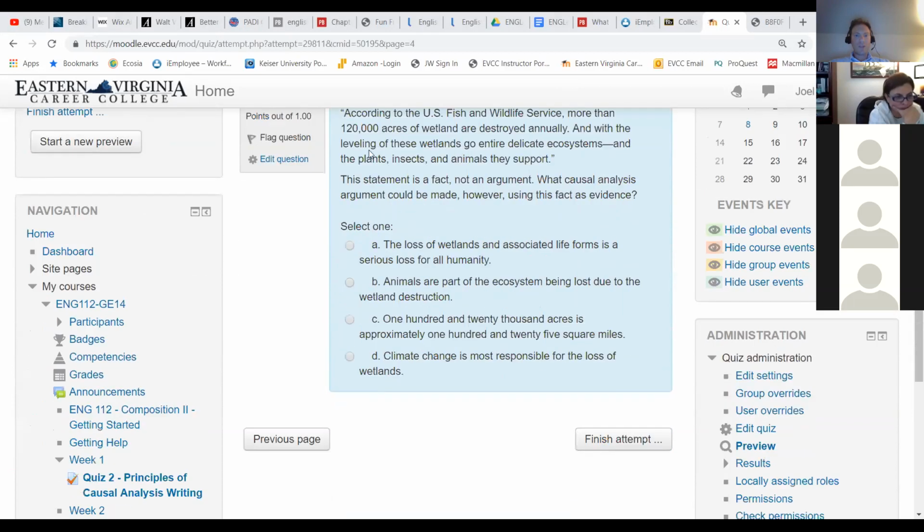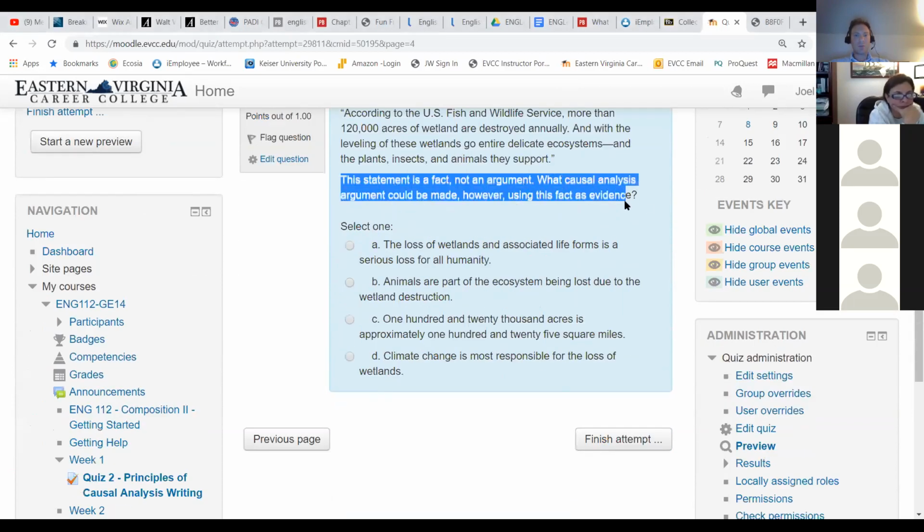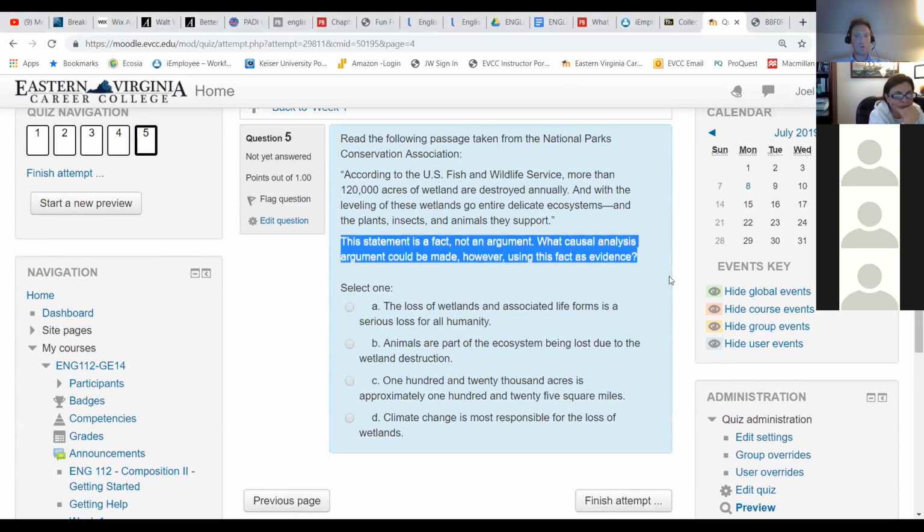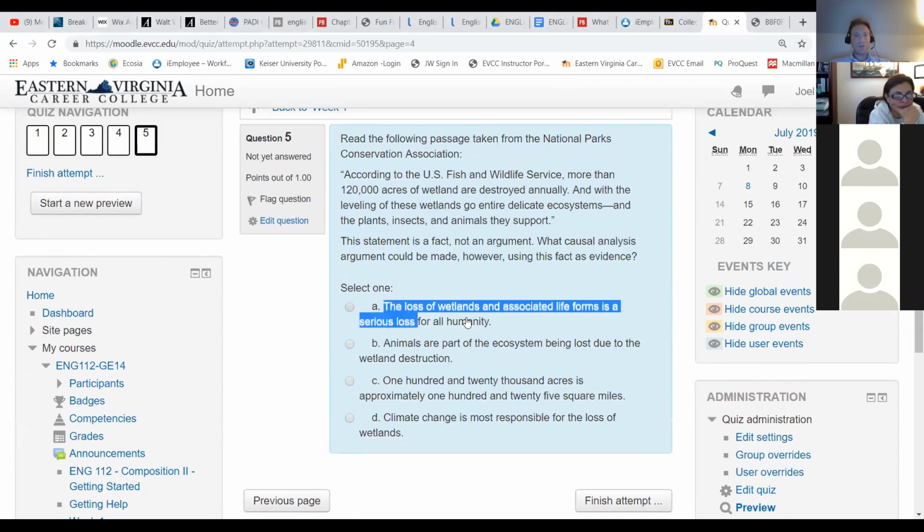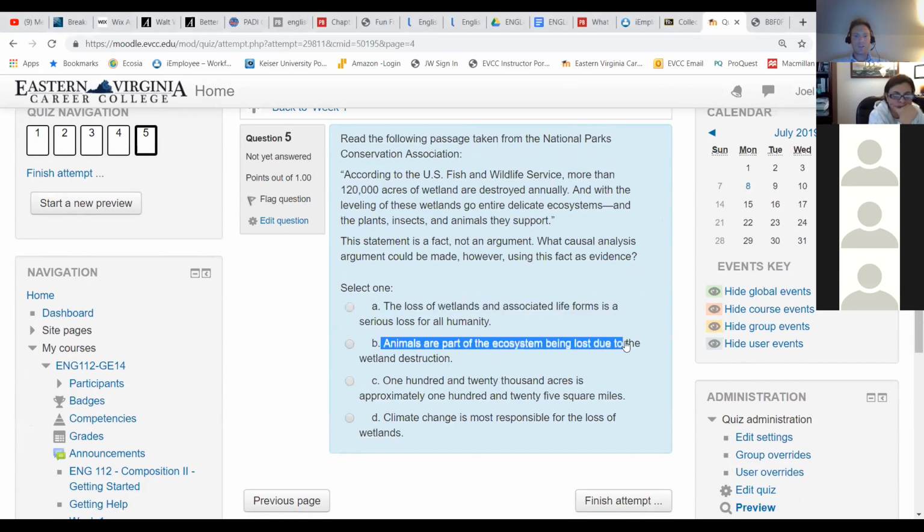So, same question. The statement's a fact, not an argument. What causal analysis argument could be made, however, using this fact as evidence? The loss of wetlands and associated life form is a serious loss for all humanity. Is that a causal argument, though? Animals are part of the ecosystem being lost due to the wetland destruction. 120,000 acres is approximately 125 square miles. Climate change is most responsible for the loss of the wetlands.